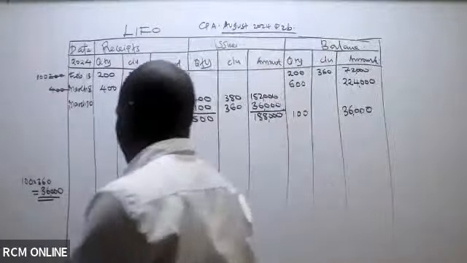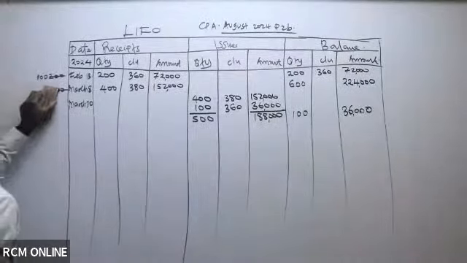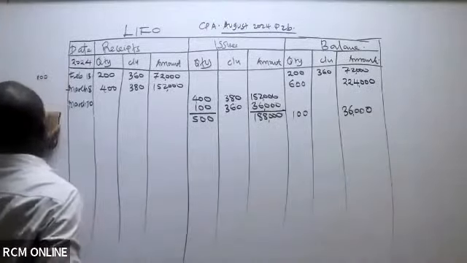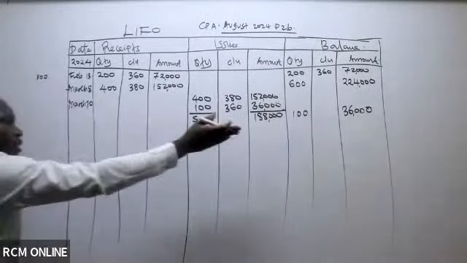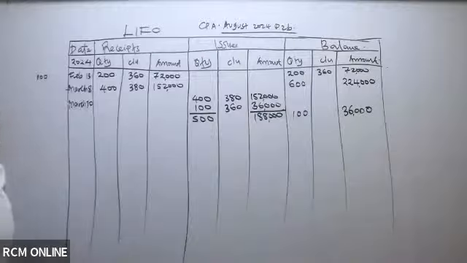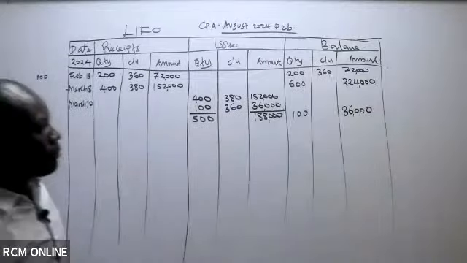Great. So that's how you confirm whether you've been able to do the right thing or not. So your 100 units have not been issued, and that is the closing stock, right? That is the closing stock. Repeat 100 in the balance column.